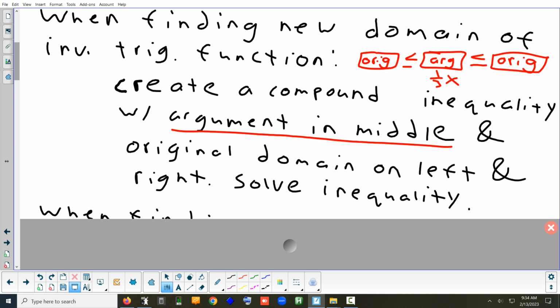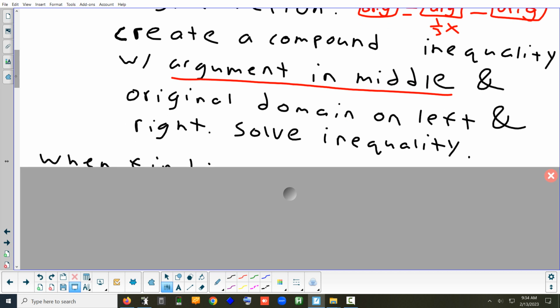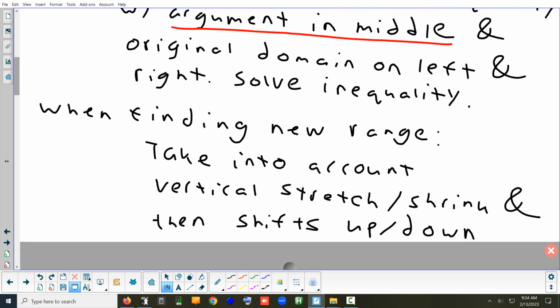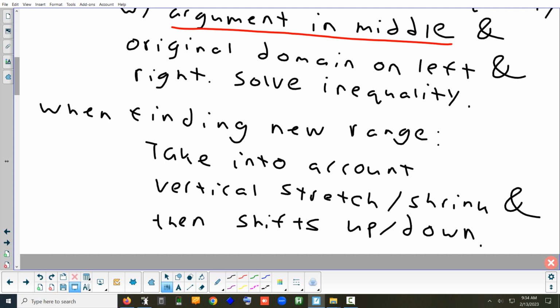So that's how I think about doing the domain, and we'll go through one. And range, I don't really do anything super mathematical or set up a formula to do that one. To figure out the new range, all I do is take into account if there was any stretching and then any shifting, in that order.